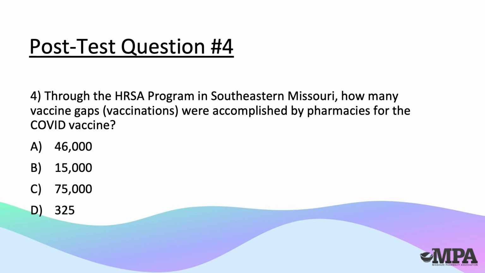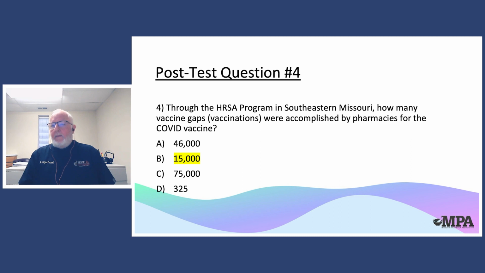And our last post-test question, the one that we had to have with numbers in it, so this is our one with numbers in it. Through the HRSA program in southeastern Missouri, how many vaccine gaps, vaccinations, were accomplished by pharmacies for the COVID vaccine? Was it 46,000, 15,000, 75,000, or 325? And the answer is 15,000 vaccinations were given. And this number always amazes me because it was done in 6 months across some of these counties that barely have 10,000 people in them, period.